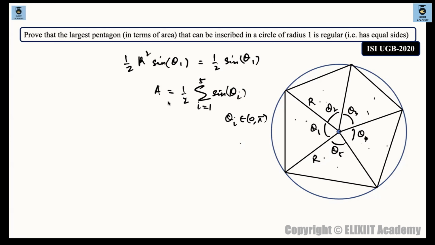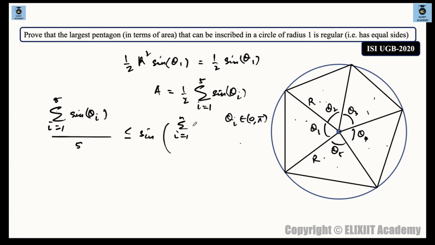So what we are going to do, पहले तो देखना है कि एरिया मैक्सिमम कब हो रहा है. So to maximize this area, we are having sine of theta 1. To maximize this area, ध्यान से आप एक चीज देखना, I am maximizing this area. One thing we can do from here, can I say from here, summation of i is equal to 1 to 5 sine of theta i divided by 5 is less than or equal to sine of summation of i is equal to 1 to 5 theta i divided by 5. Can I say this thing? What is this basically? Jensen's inequality.